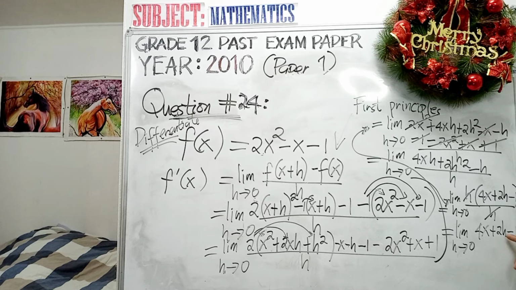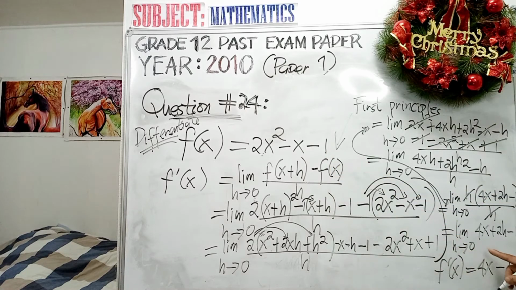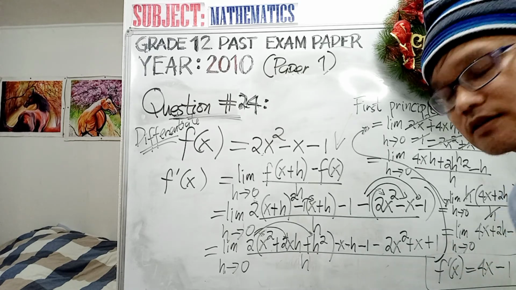So that means your final answer now is f prime of x is equal to 4x minus 1. So this one is not going to be substituted with h equal to 0, because our limit is as h approaches 0. So that's automatic. We now have the derivative of the given function 2x squared minus x minus 1 using the first principles, which is equal to 4x minus 1. So this is now our final and correct answer.